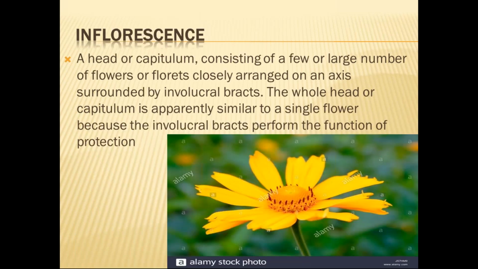Inflorescence: their head, that is a compound inflorescence we are going to see, called capitulum or head. Right now the photograph looks like one flower, but it is a whole inflorescence. This is called head or capitulum, consisting of a few or a large number of flowers or florets closely arranged on the axis, surrounded by involucral bracts. The yellow petal-like structures we see in this photograph are called involucral bracts. This is present on this particular inflorescence.